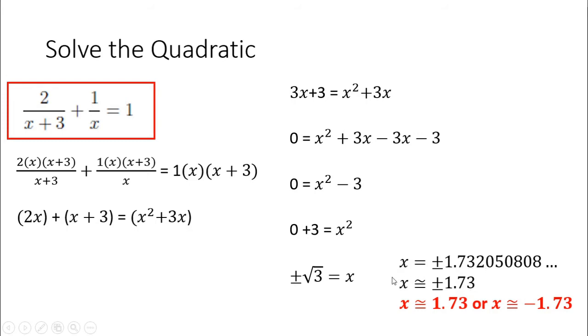Now I could have left my answer like this as well. This is a surd answer, and this is a rounded to 3 significant figures answer. Both are acceptable. This one's exact. This one's been rounded. But just to be really clear, this is 2 answers. One of the answers is x equals 1.73, and the other is x equals negative 1.73 to 3 significant figures. We could also say x equals the square root of 3 or x equals negative square root of 3.